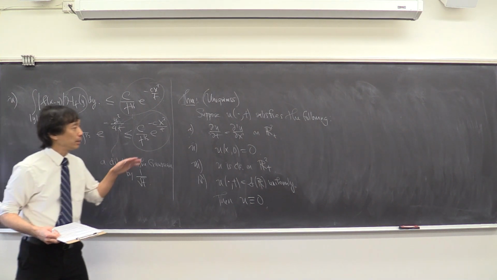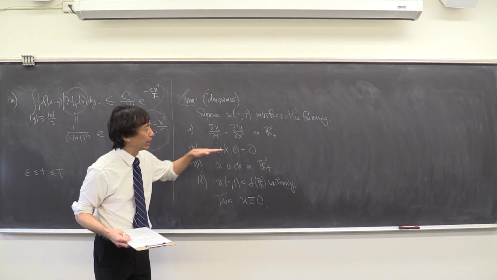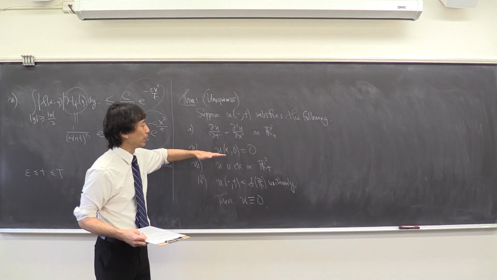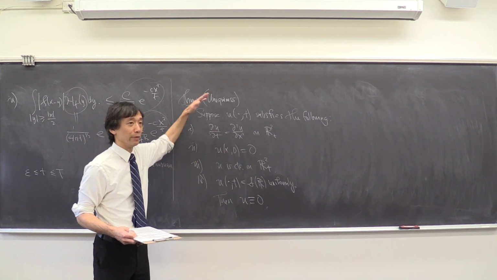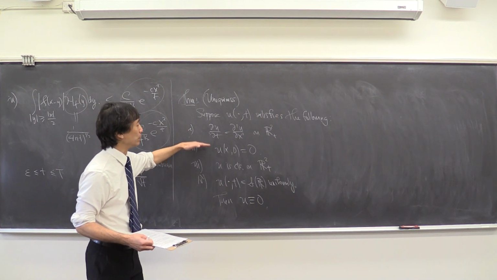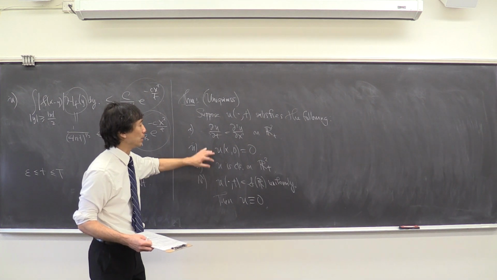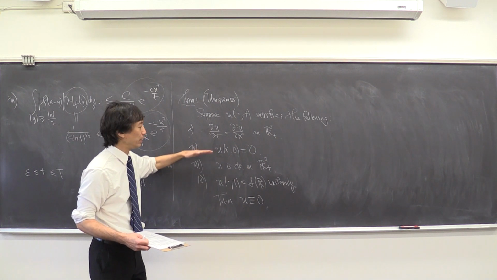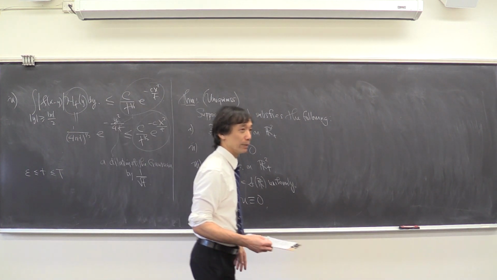So there's only one solution. If you have a solution and it has the same values on the boundary, then it must be identical everywhere. If you've got two solutions, they satisfy the heat equation, they satisfy these smoothness conditions, and they're equal on the boundary, then they must be equal throughout time. There's only one way that the heat equation evolves.